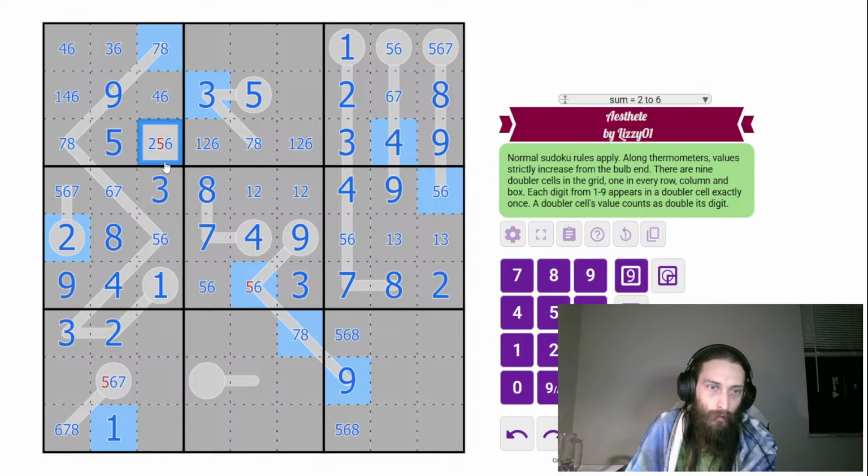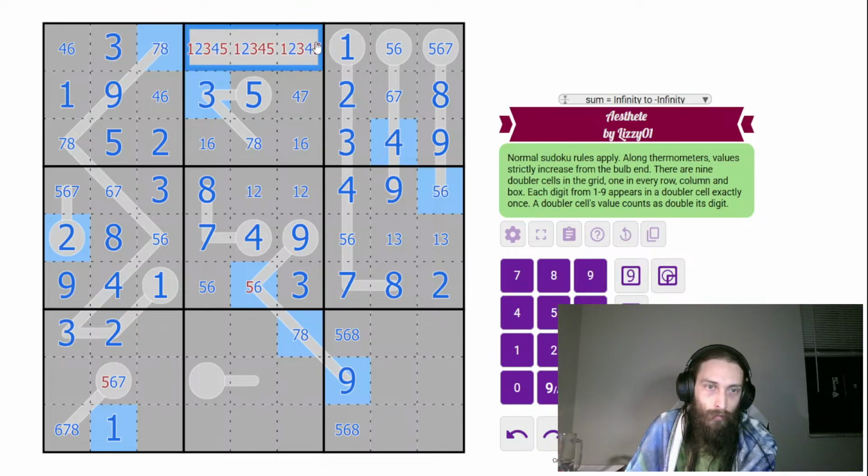4, 6 pair. 4, 6 pair makes that a 3 and a 1. 4, 6, 7. Can't be a 6 because of the 1, 6 pair in the box. Right. 3.